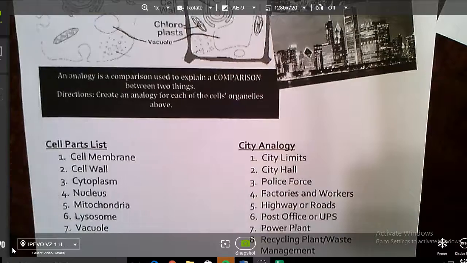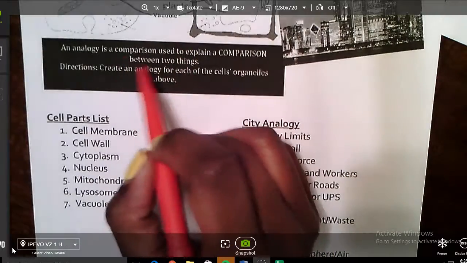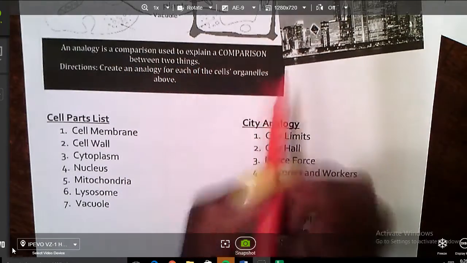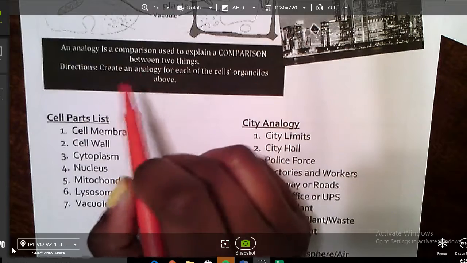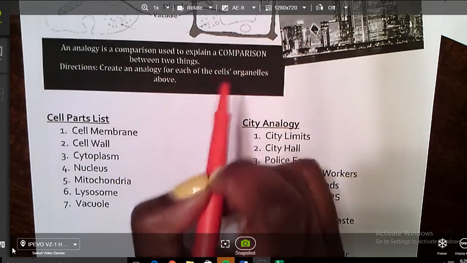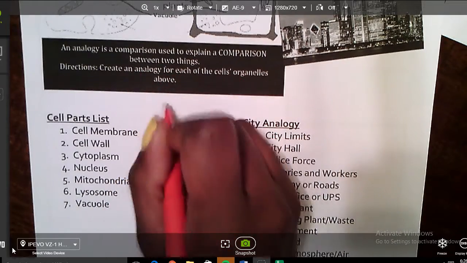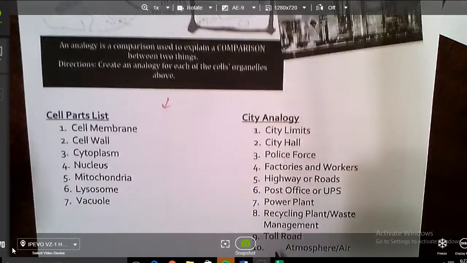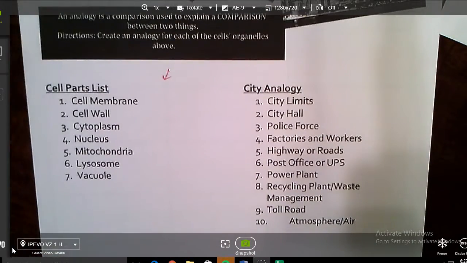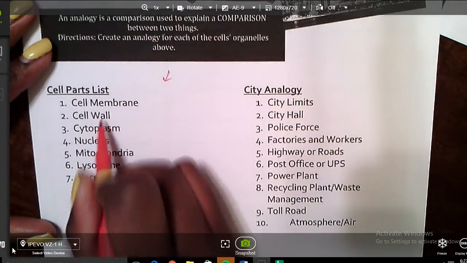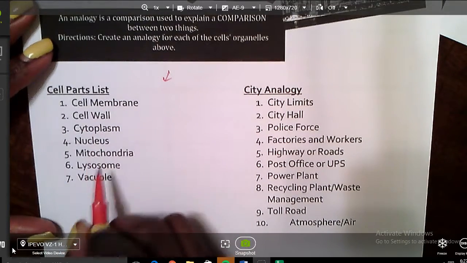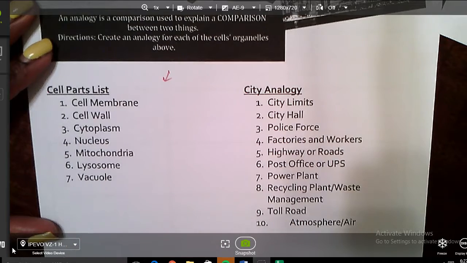All right, this is the big meaty part of what we're doing today, and you're going to see a writing portion that's similar to this on your exam on Tuesday. So it's super important that you take your time with this and do it well. It says an analogy is a comparison used to explain a comparison between two things. Directions: create an analogy for each of the cell's organelles. Above, it should say below because they're down here. So we have 7 important organelles: the cell membrane, cell wall, cytoplasm, nucleus, mitochondria, lysosome, and vacuole.